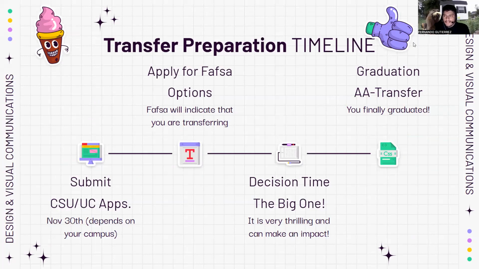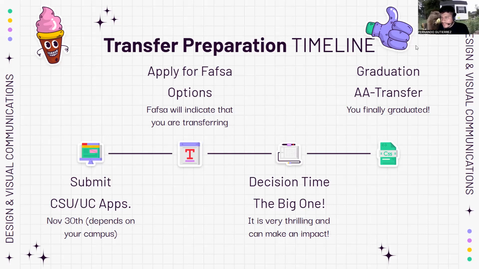Yeah, so this is the transfer preparation timeline. Submit your CSU, UC application by November 30th. It depends on your campus as well. Apply for FAFSA as well. FAFSA is already open. Go apply for it.